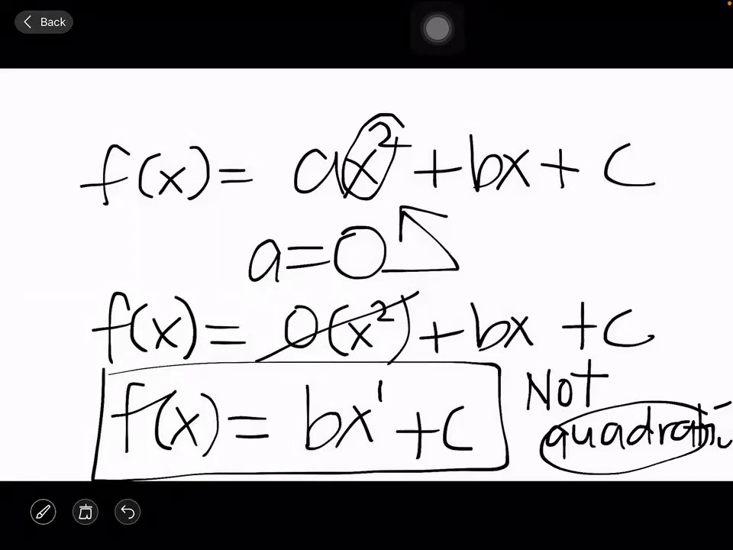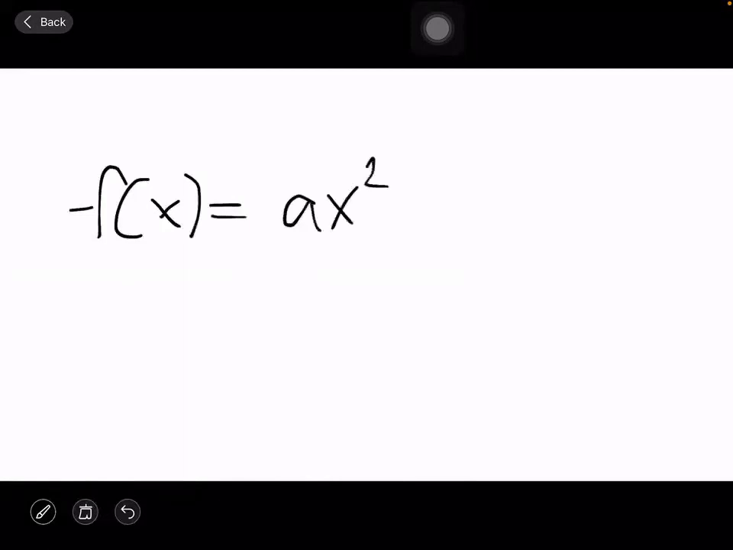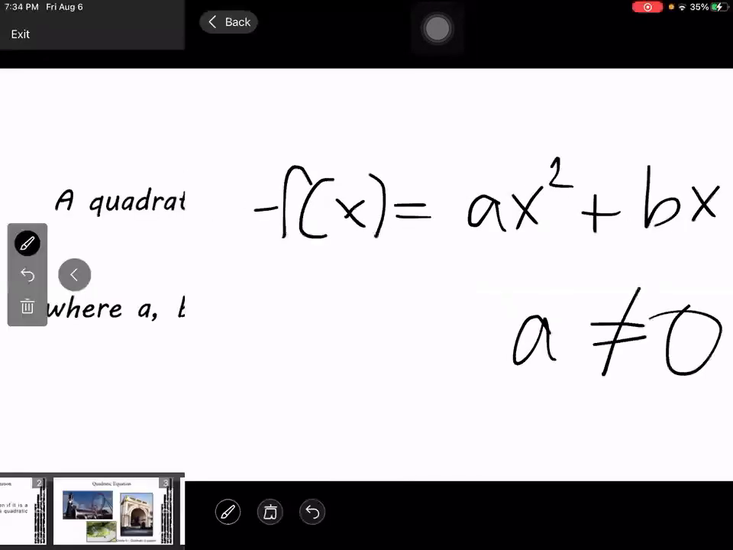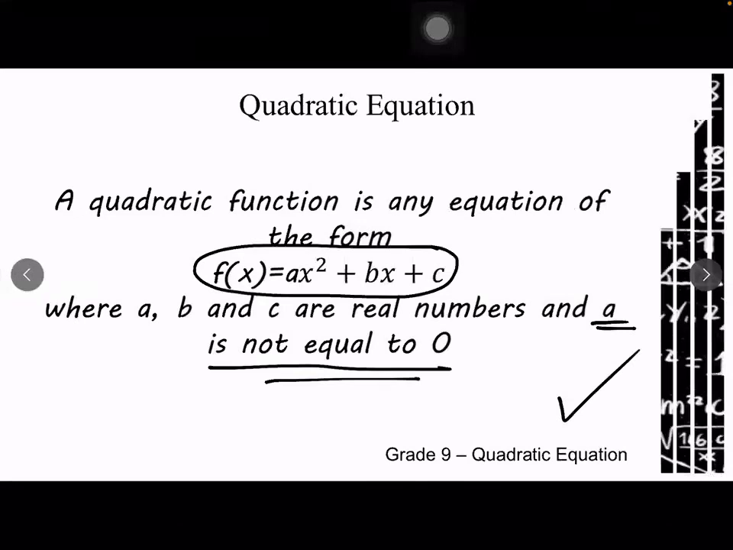So, therefore, always remember, if we're talking about quadratic equation, the only restriction for its formula is that A is not equal to 0. So, lagi pong tandaan yan, A is not equal to 0. It could be any number except 0. So, nasusundan po so far? So, therefore, that is our definition of quadratic equation.